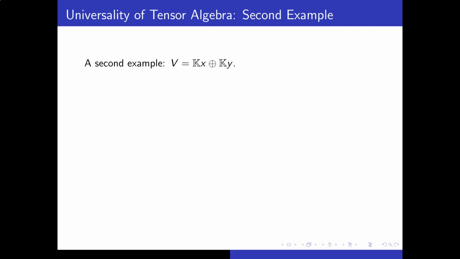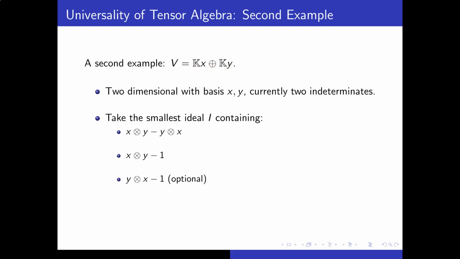Now, we're going to take an ideal I that contains everything of the form x tensor y minus y tensor x. It's going to contain x tensor y minus 1. And we don't have to include this, as we will see, but we're also going to throw in y tensor x minus 1. Now, why is it optional? If we assume that these two things are in there and we have the smallest ideal that contains those things, it turns out it will contain this one as well.